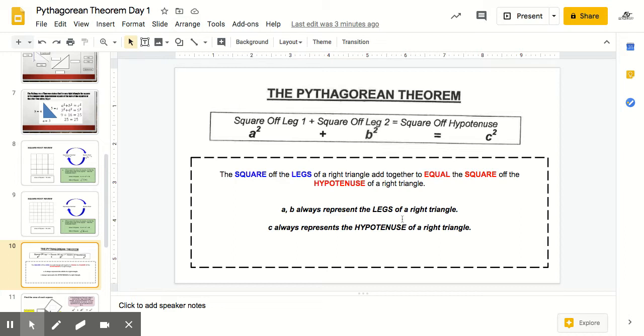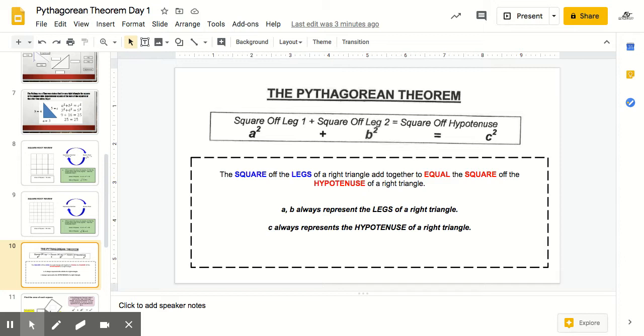We also must remember that a and b are always the legs of the triangle. Those two letters, those two variables always have to represent the legs. a and b are always legs. c always represents the hypotenuse of the right triangle. No matter what, we cannot switch these around. a and b have to be legs. c has to be the hypotenuse. Okay, so what we're going to discover in a second is that the squares off the legs of a right triangle add to equal the square off the hypotenuse.